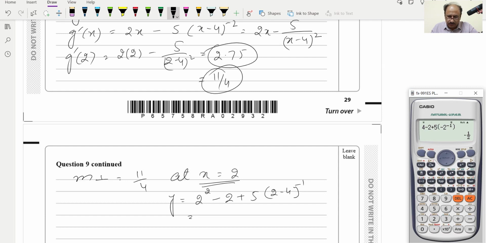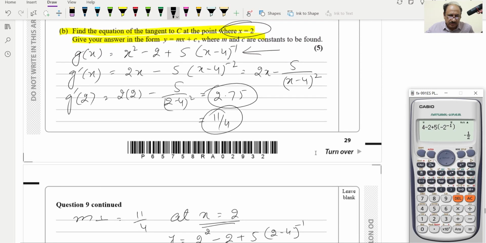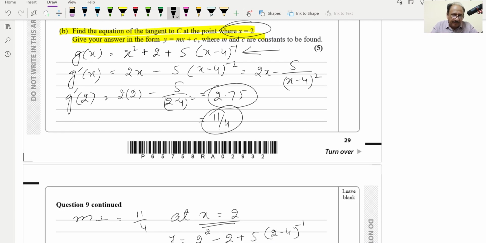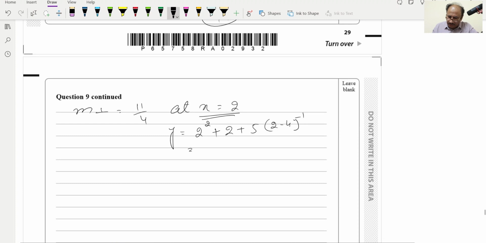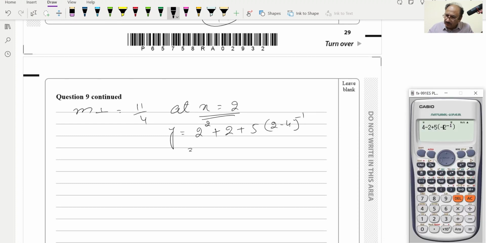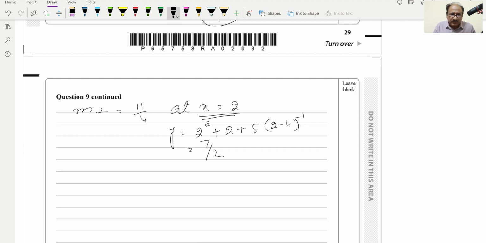Basically we have made a mistake. Why have we taken this minus 2? This should be plus 2; it should be x squared plus 2, this was plus 2 basically, and we have written minus 2 here. So we will change this to plus 2 and rectify this mistake over here, and we'll get 7 by 2. So 7 by 2 will be the y value. If x is equal to 2, our point will be 2 and 7 by 2.